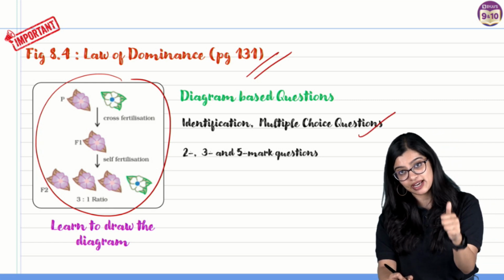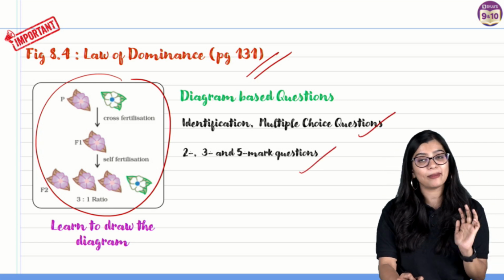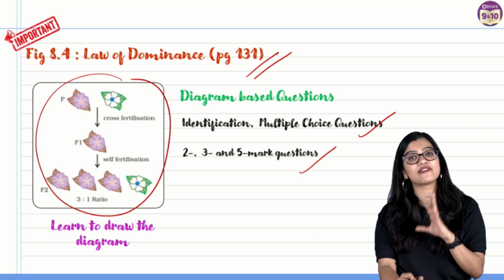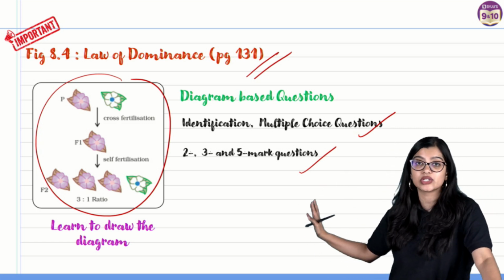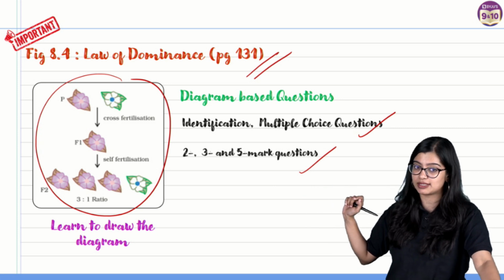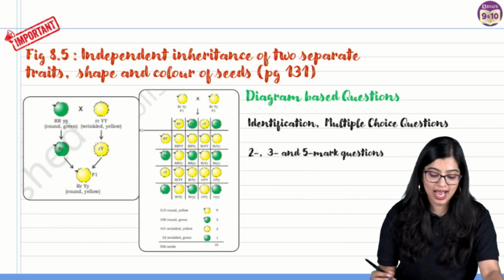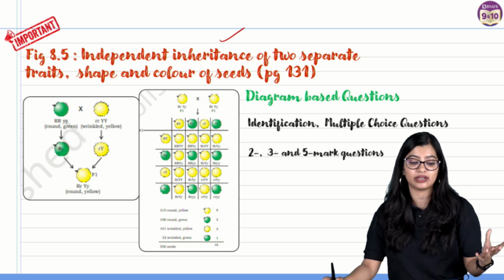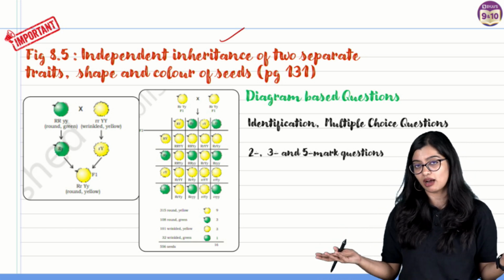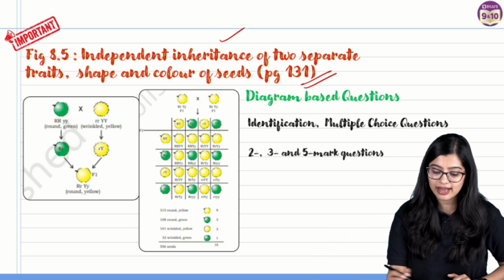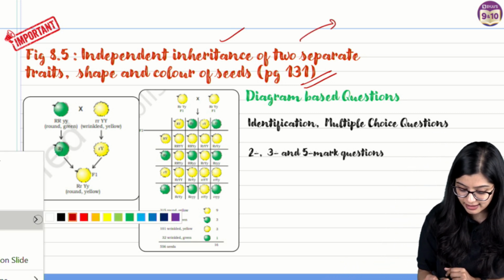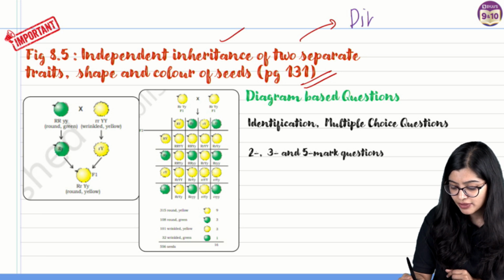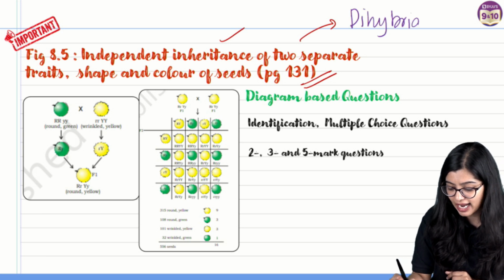MCQ based questions will definitely come. You will get long format questions also. Whether it's 2 mark, 3 mark, 5 mark, you will get long format questions from this particular concept that you see on the screen right now. That is law of dominance. Next up, we have independent inheritance of 2 separate traits based on shape and color of seeds. That is also there in page 131. And this is what we often call a dihybrid cross. So this is basically the example of a dihybrid cross.